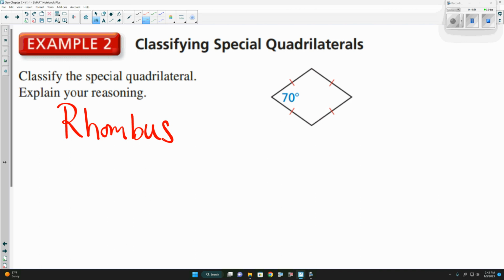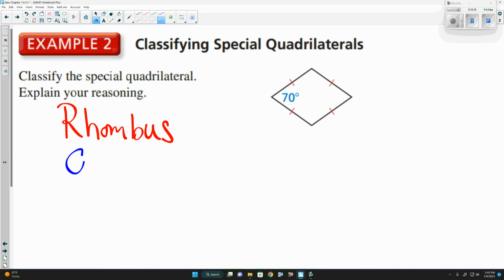It's not 90, and all four sides are congruent. Yes? A rhombus. So again, with these here, whenever it has to just specify or name the figure, we're always going to go for most specific. Because realistically, what else could we call this?